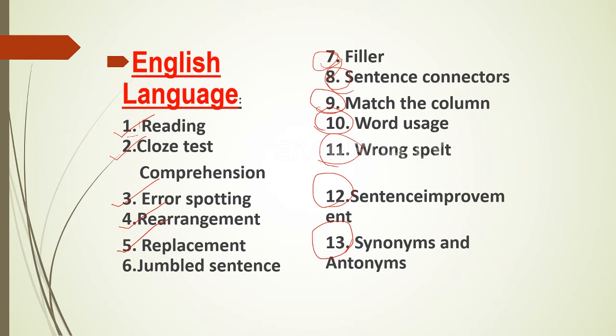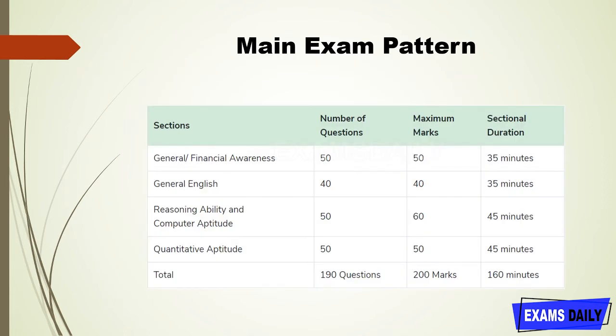Those who have completed the preliminary examination are eligible to write the mains examination. Once you have completed preliminary and mains, then you get posted in various banks all over India. For the main examination, this is the exam pattern. First is general financial awareness, and next general English, and next reasoning ability and computer aptitude, and then quantitative aptitude. These are the sections for the mains exam pattern.